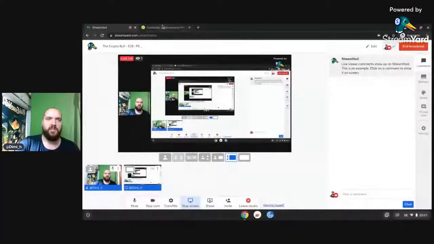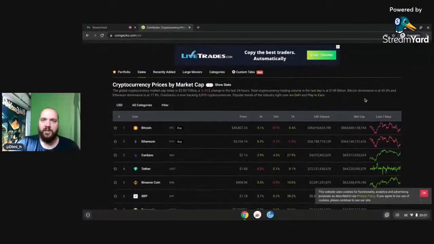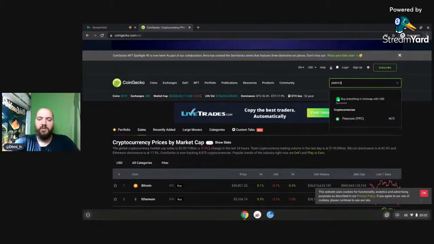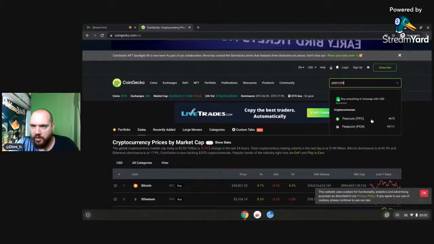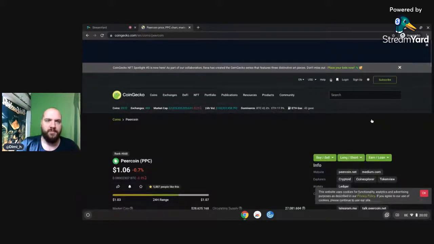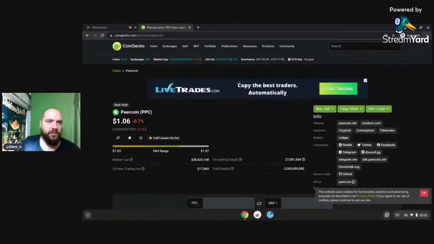I'm going to start sharing my screen here. This is CoinGecko. It's one of those websites like CoinMarketCap, which lists all different coins which are in existence. And we're going to take a look at Peercoin. Currently ranked by market cap as number 672. So current value $1.06. Just like the market, it has been going downward in value. However, the rest of the market is doing the same thing. So it gives me a first indication it seems to be following the market trend.